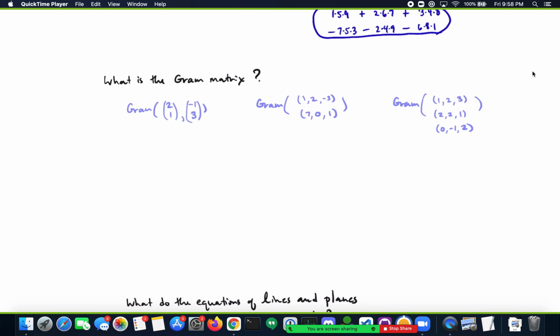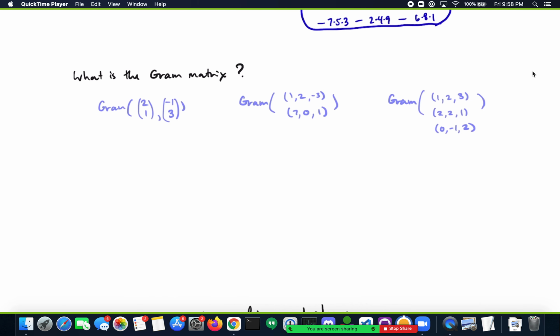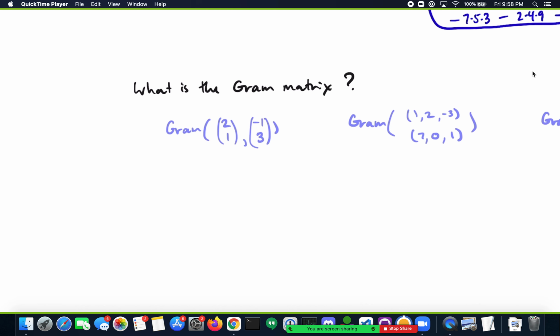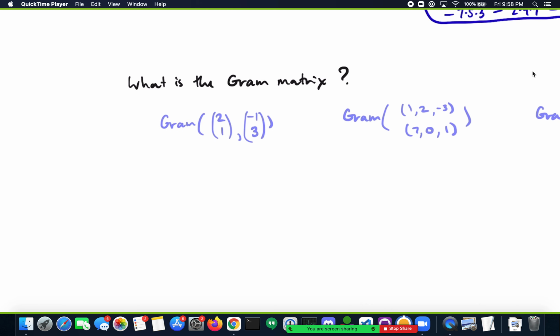Next question. What is the Gram matrix? Okay, so what is the Gram matrix of a list of vectors, or a set of vectors, a list of vectors?